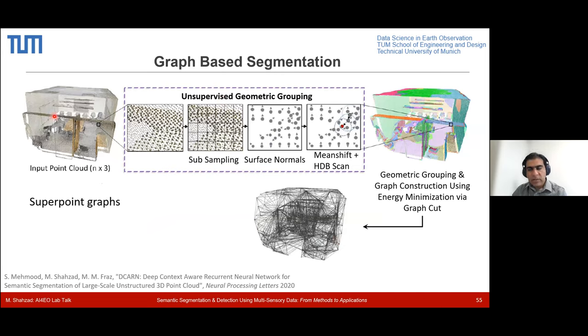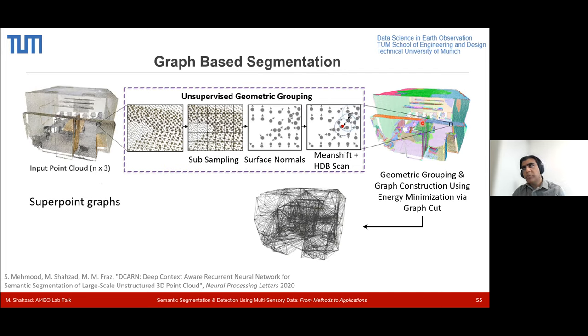Here the idea is more or less similar, but the graph construction was not done directly on the point cloud. Instead, we performed a series of unsupervised methods where we first do a pre-segmentation of the point cloud. Based on this pre-segmentation, which we call geometric grouping, we create a graph.